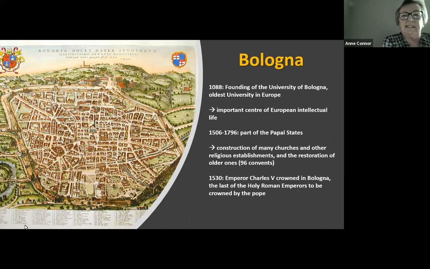From 1506 to 1796, it became part of the Papal States continuously. Prior to 1506 it was already supposed to be part of the Papal States, but the ruler that was taking care of that city-state became a little too greedy and tried to separate himself from the power of the Pope. Finally, Julius II, the famous Pope that worked with Michelangelo, the warrior Pope, as he was called, came at the head of his army and put Bologna back under his ruling.